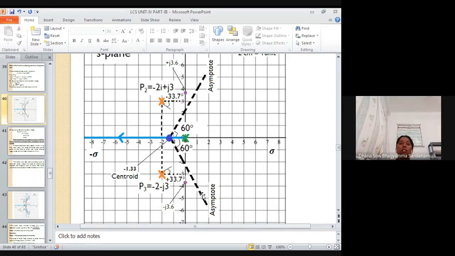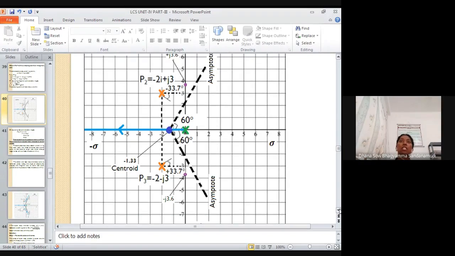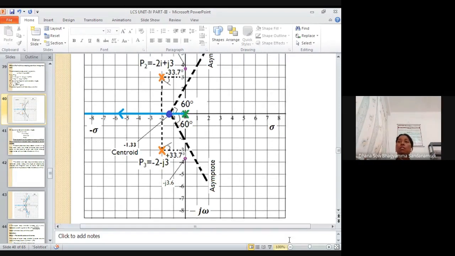So did you complete? If you have completed, very good. So now you have the point of intersection. You have the asymptote, you have the angle of departure. So simply start from this pole, draw a curve passing through this point parallel to the asymptote. That's all. Next step I will show you.